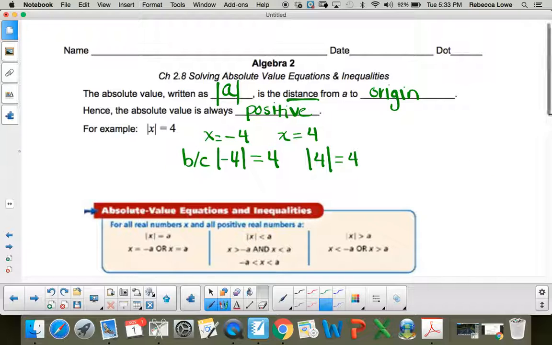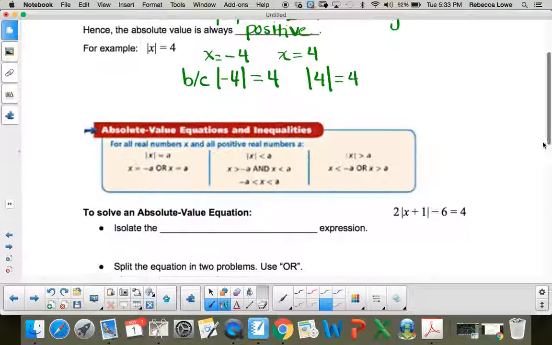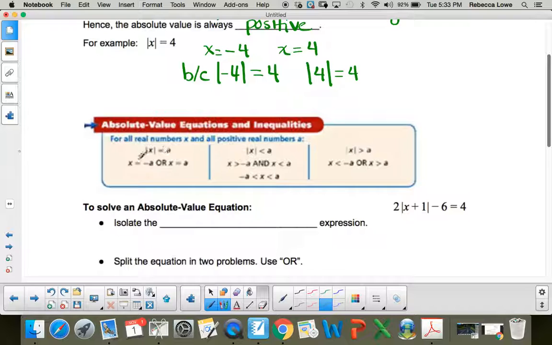So when we solve an absolute value equation, we're actually going to set up two equations. We're going to set the expression inside the absolute value equal to the positive a, and we're going to set that expression equal to the negative a. The number inside could be negative or positive, because when you take the absolute value, it is positive.